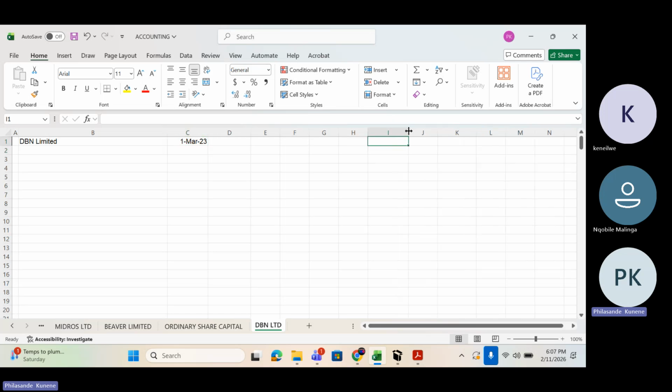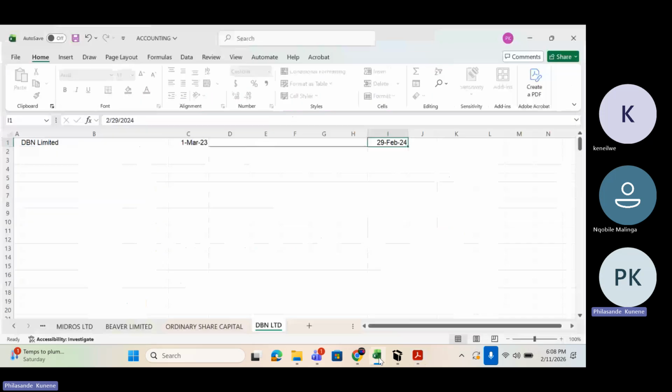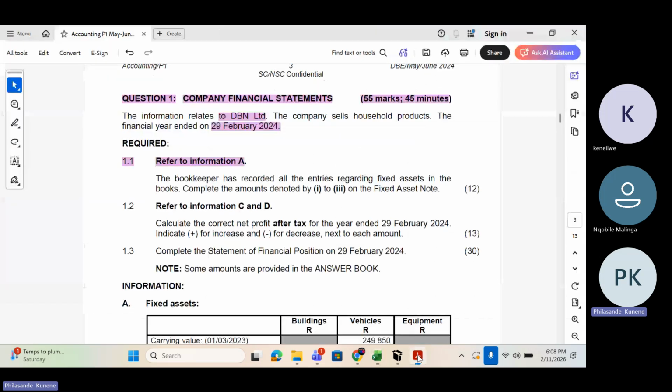And then it ends on the 29 February 2024. Okay, so this is our accounting period. It started on 1 March and then it ends on the 29th of February. Okay, that's good. And then now let's go back to the question.